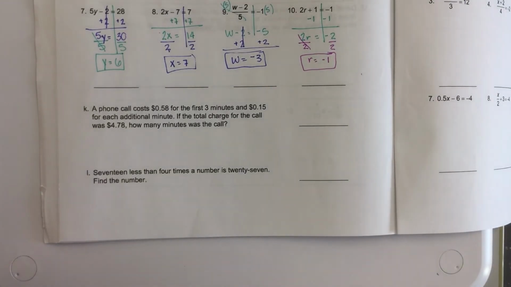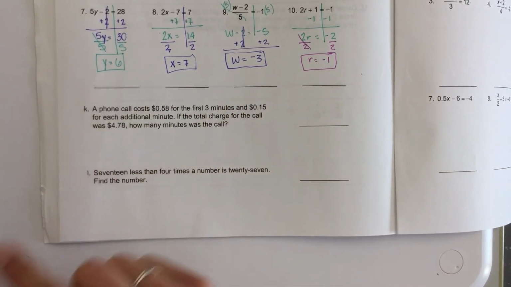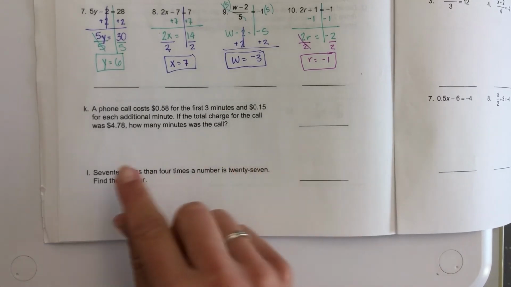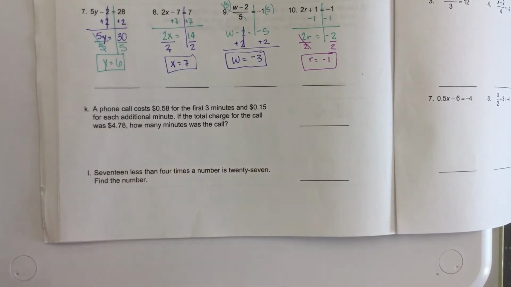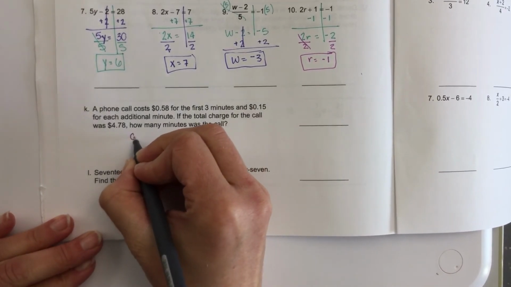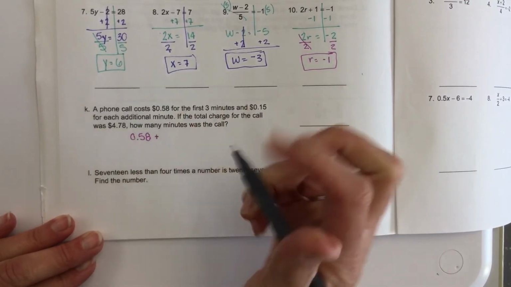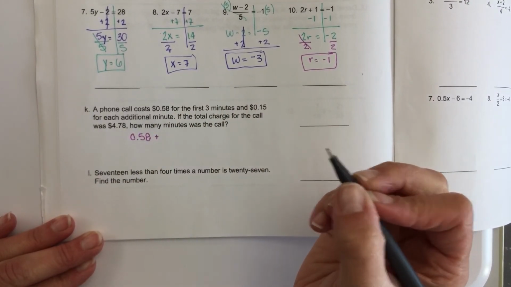Next couple problems, I'm going to help you set up the equations, and then you guys can solve them. So it says a phone call costs 58 cents for the first 3 minutes and 15 cents for each additional minute. If the total charge of the call was $4.78, how many minutes was the call? So the first 3 minutes are 58 cents. But we have to add on 15 cents for every additional minute.